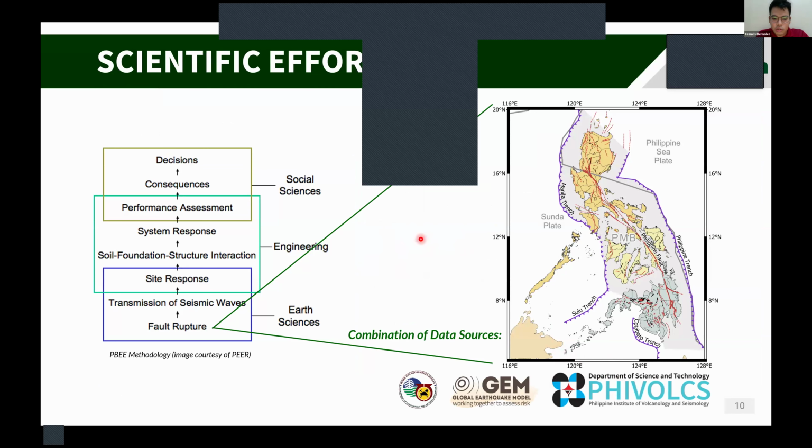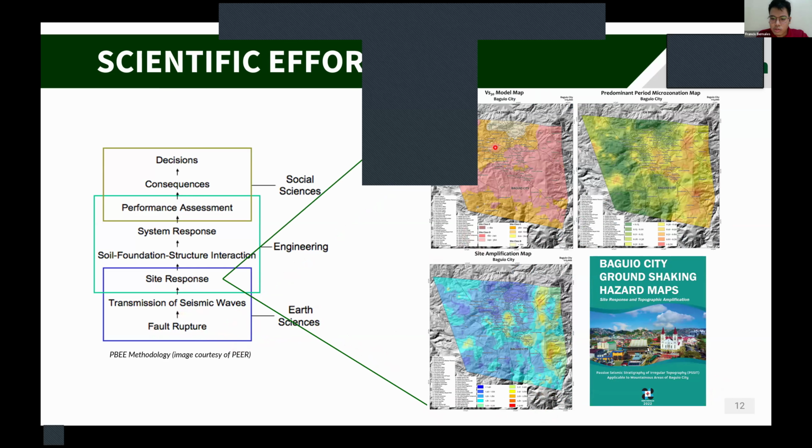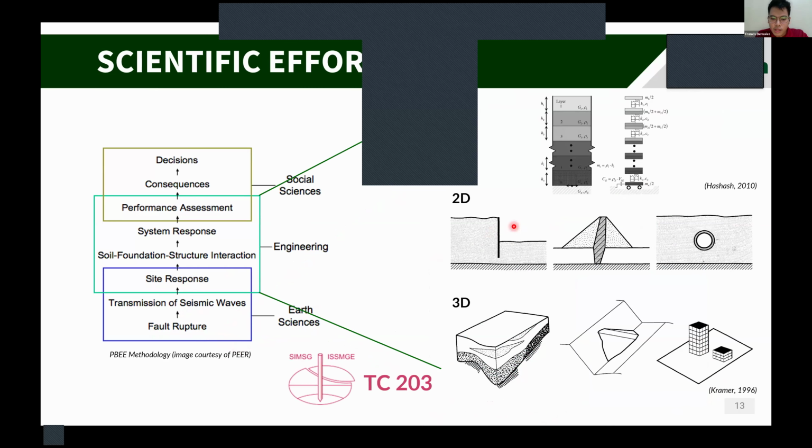Since TC203 is also heading the performance-based design in geotechnical engineering, I want to briefly highlight this. So we follow the performance-based earthquake engineering framework. So starting from the earth sciences part, from the fault rupture, we combine a lot of data sources from the mining sector, from the open source community through GEM, and as well as our local science agency. And then we characterize the propagation of the seismic waves through recording stations scattered all across the Philippines. And then for the site response component, there's also a lot of studies being done, specifically in this case for Baguio City for microzonation studies. And then this is where the engineering part really comes in. And our technical committee has a wide body of literature for all sorts of analysis, soil structure interaction, system response, and for performance assessment.